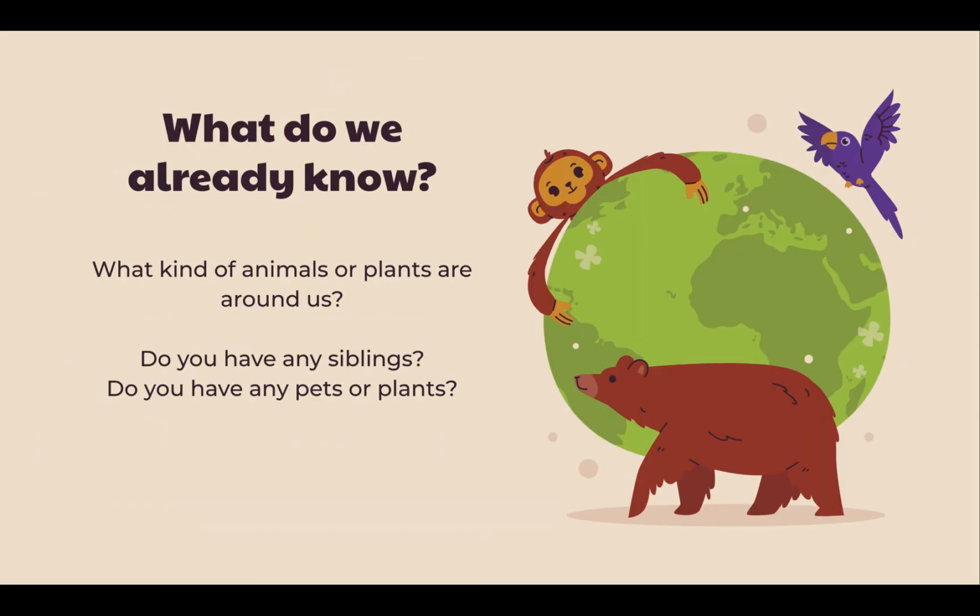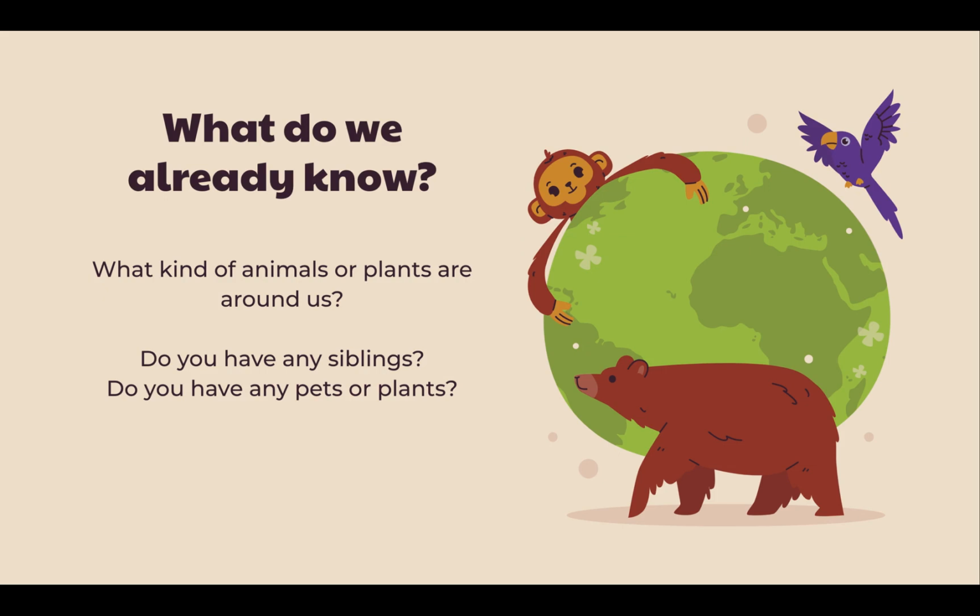As for the opening discussion of what we already know, the questions will follow with what kind of animals or plants are around us. This will allow us to make connections right off the bat of what life cycles are around us. Some examples could be birds, trees, flowers, as well as insects, or maybe even a class pet.